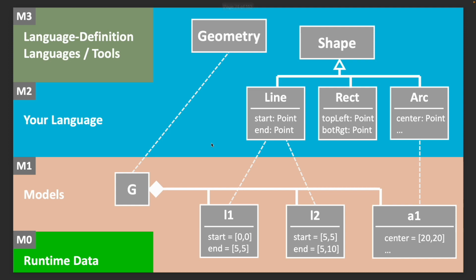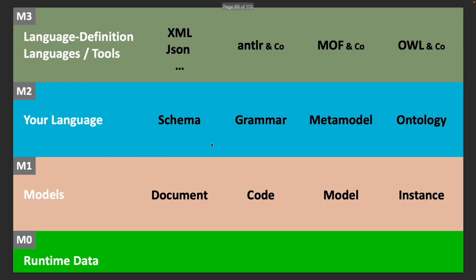So one meta level down, once you have your geometry, shape language defined, you can now, for example, create a model G, an instance of geometry, and it contains a line L1, right, from 0,0 to 5,5, and another line L2, another instance of the line relationship, from 5,5 to 5,10, and maybe an arc with a center at 20,20, right? So this is how you do this. And again, how you express these three levels, whether you do it with XML-ish technologies or language technology or modeling technology or semantic technology, they all have different trade-offs. I'm not saying they're equal, but the general approach is always the same.